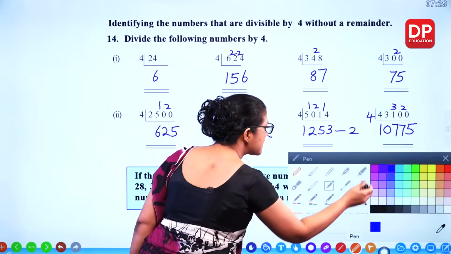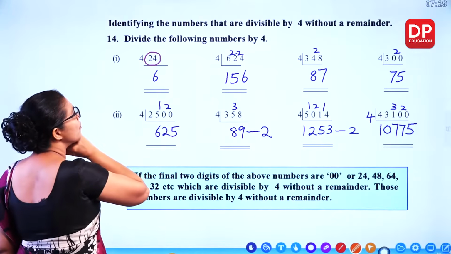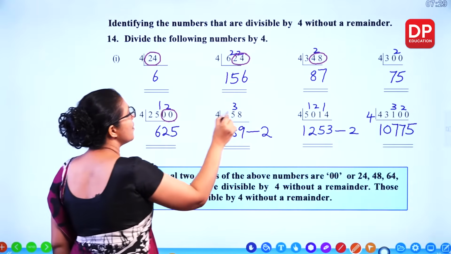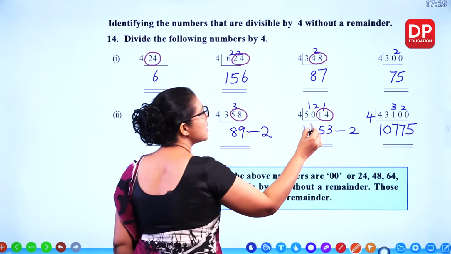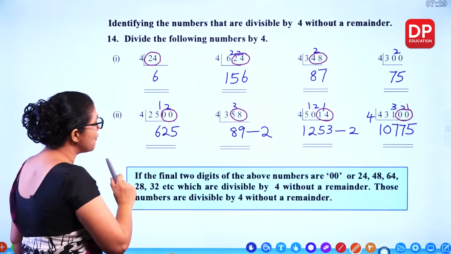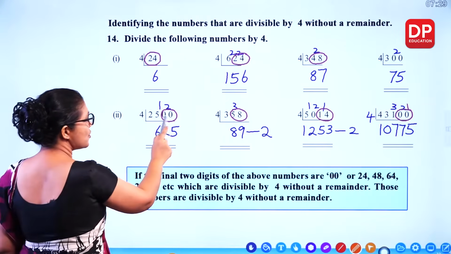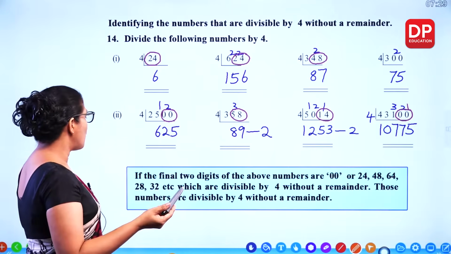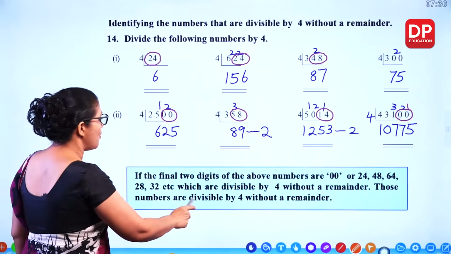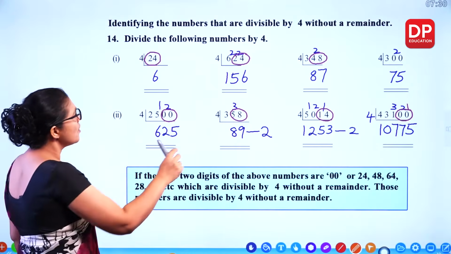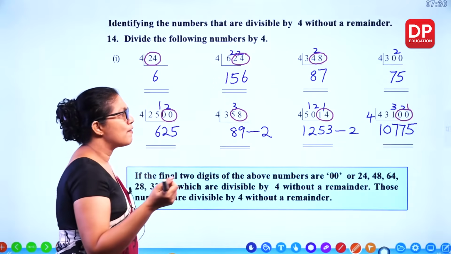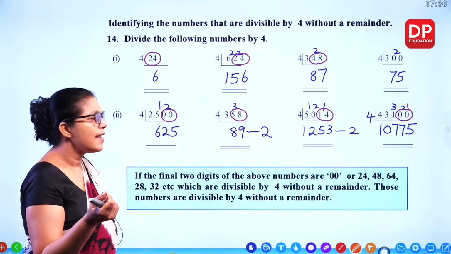Now look at the last 2 digits and see. We'll look at the last 2 digits. So this is 24. Here also 24. 48. 0, 0. 58. 14. 0, 0. So how do we identify whether the number is divisible by 4? If the final 2 digits of the above numbers are either 0, 0, 24, 48, 64, 28, 32, that means the numbers are divisible by 4. So you have to only look at the last 2 digits. So here 58 is not divisible by 4. So the whole number is not divisible. 14 also not divisible by 4. So that means 5014 is not divisible by 4.